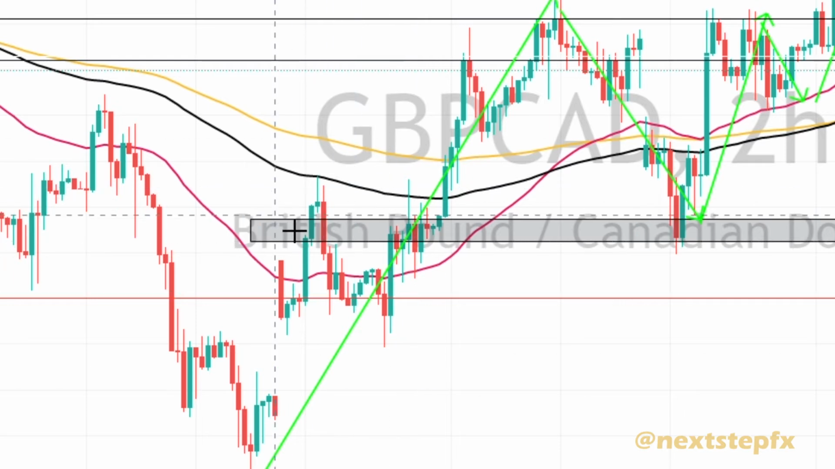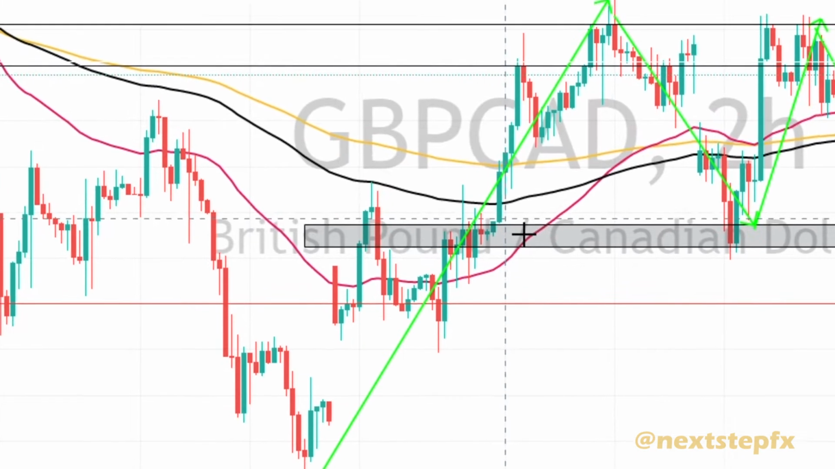This is just a scalp strategy, and this is on a 2 hour time frame. So think about how many pips that is. That's on a scalp.